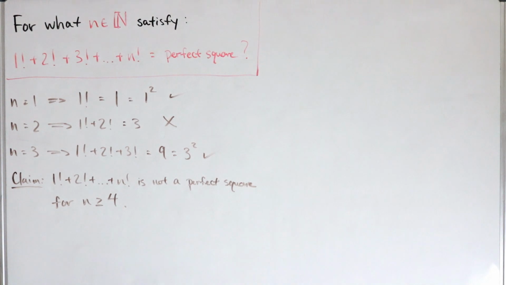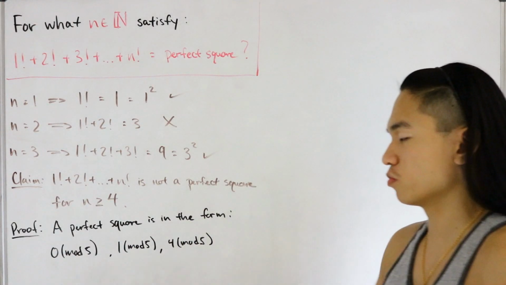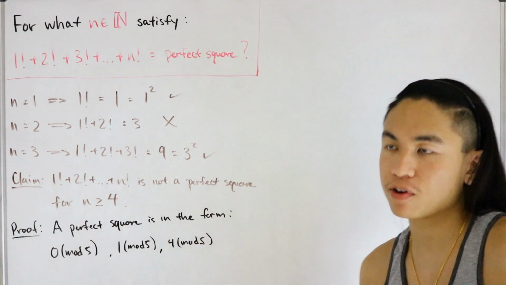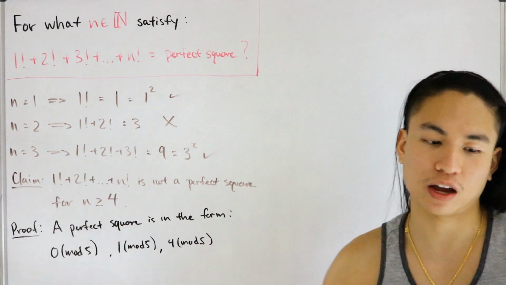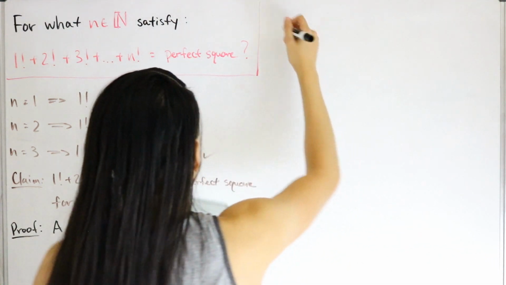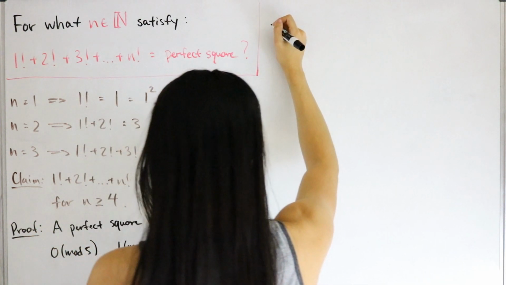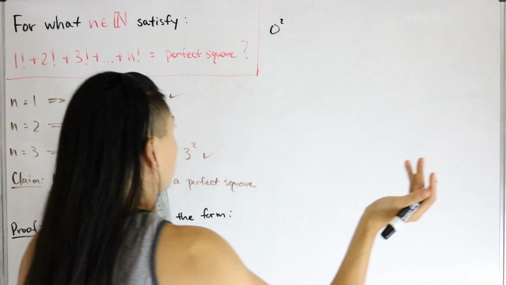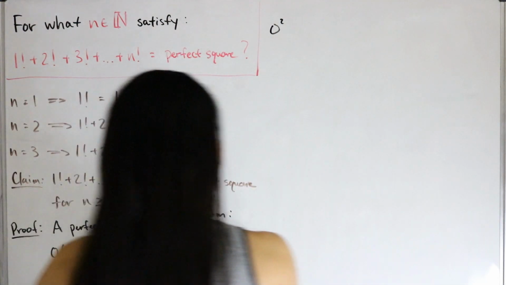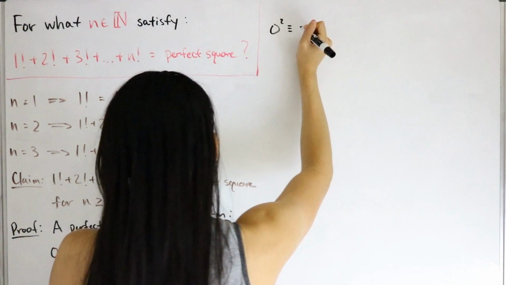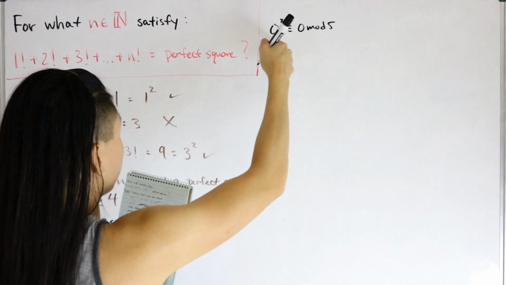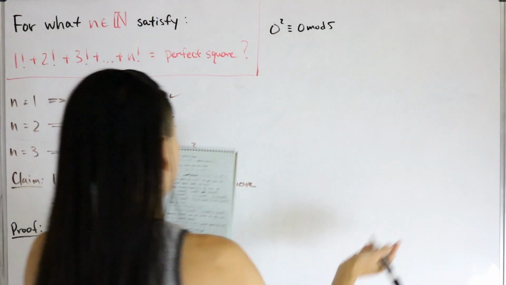Let me first write the proof of this. The proof starts off: a perfect square is of the form 0 mod 5, 1 mod 5, or 4 mod 5. You might be thinking, how is that possible? We can try out these numbers. Start, for example, with the form for 0. So 0 squared, even though it's not in the natural number system, you can see why it's in that form. 0 squared is congruent to 0 mod 5, since if you divide 0 by 5, you still get 0 with a remainder of 0.